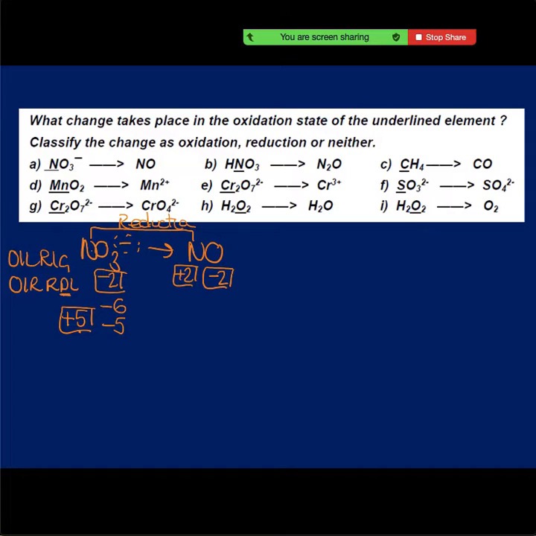Okay, so you need to think about a number line for yourself. Here is 0, here is positive, and this is negative. And if you're going from +5 to +2, that is a decrease in oxidation number. That is reduction.